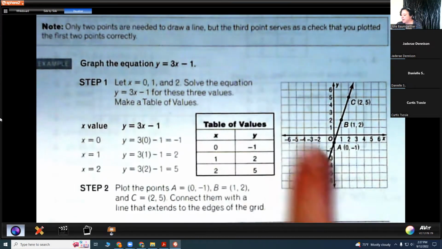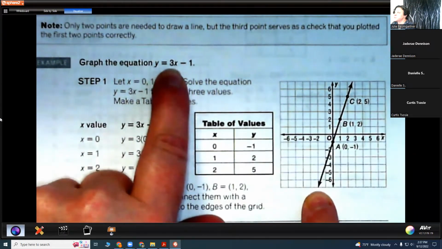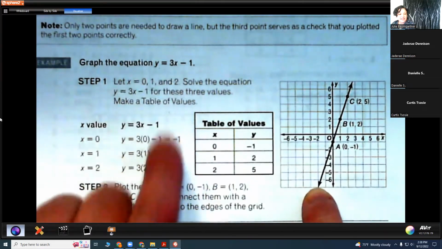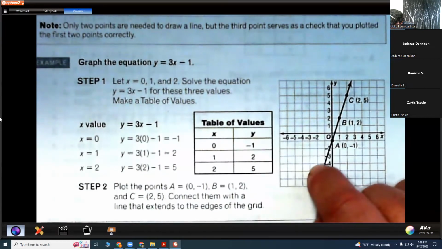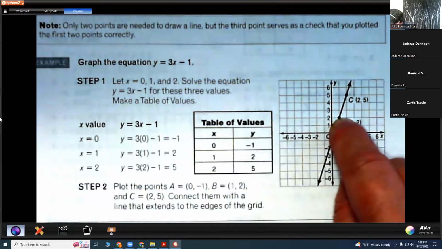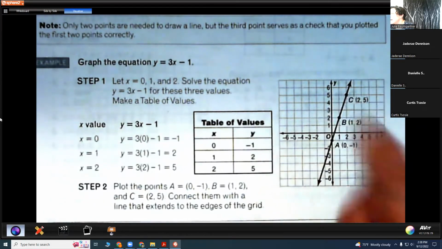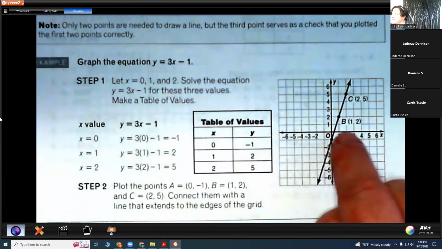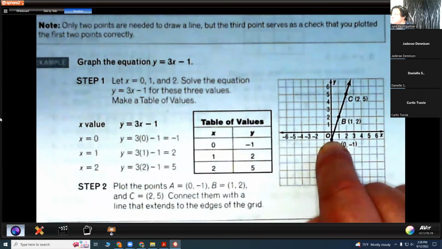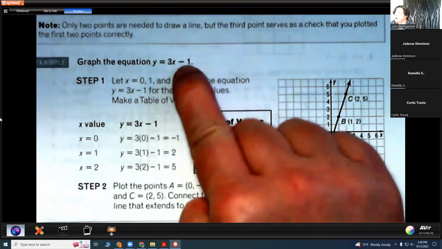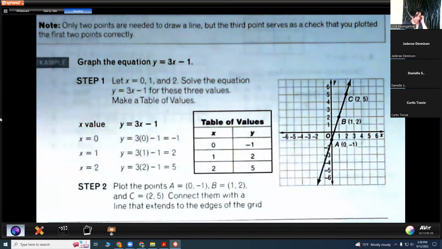So here is the line that corresponds with this equation. It has a slope of 3, so we go up 3 over 1, up 3. And where does it cross the y-axis? At (0, -1). So our y-intercept, b, is -1. Questions?